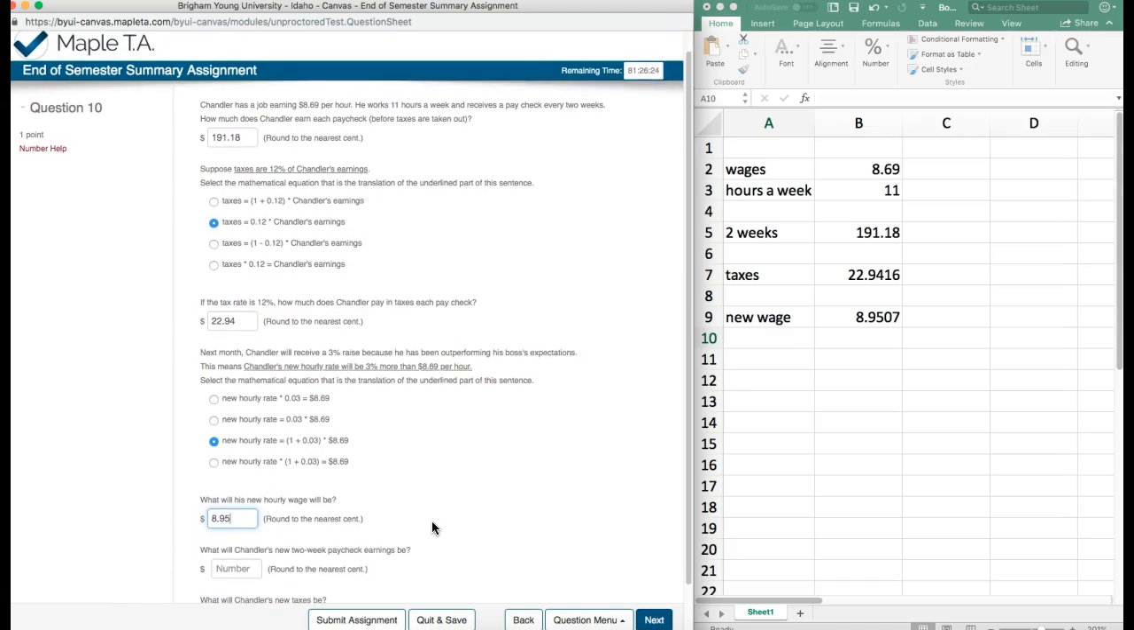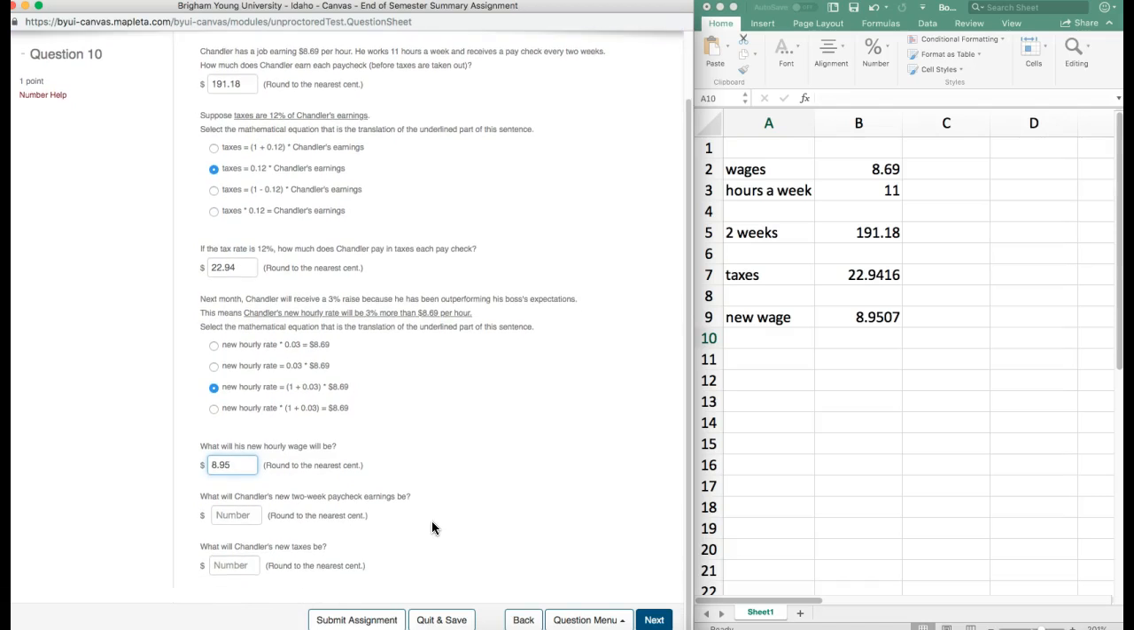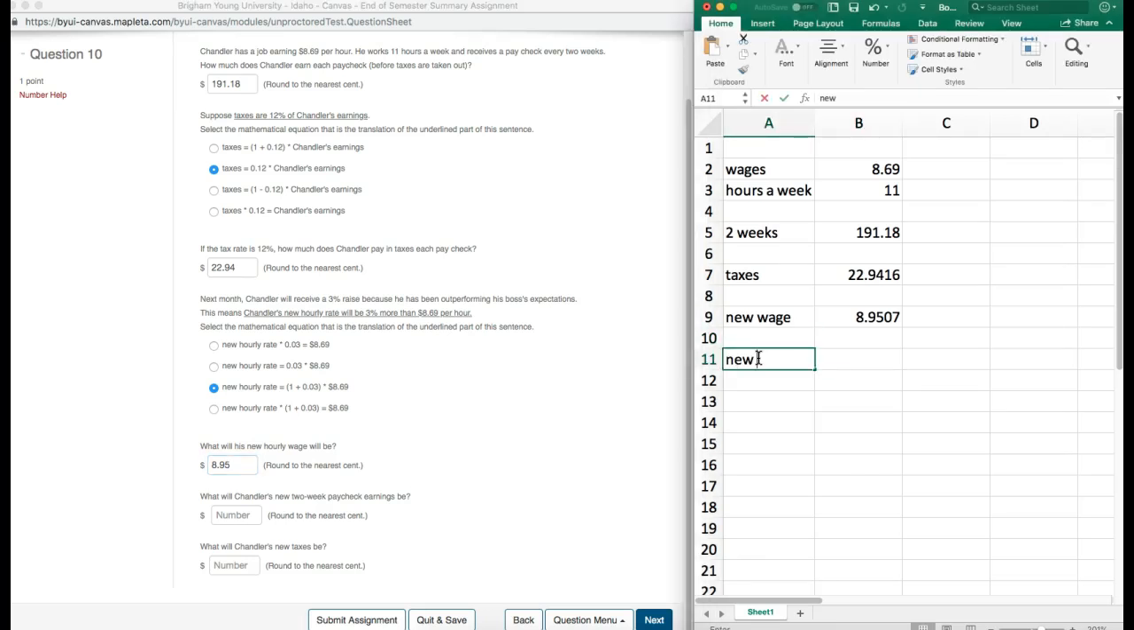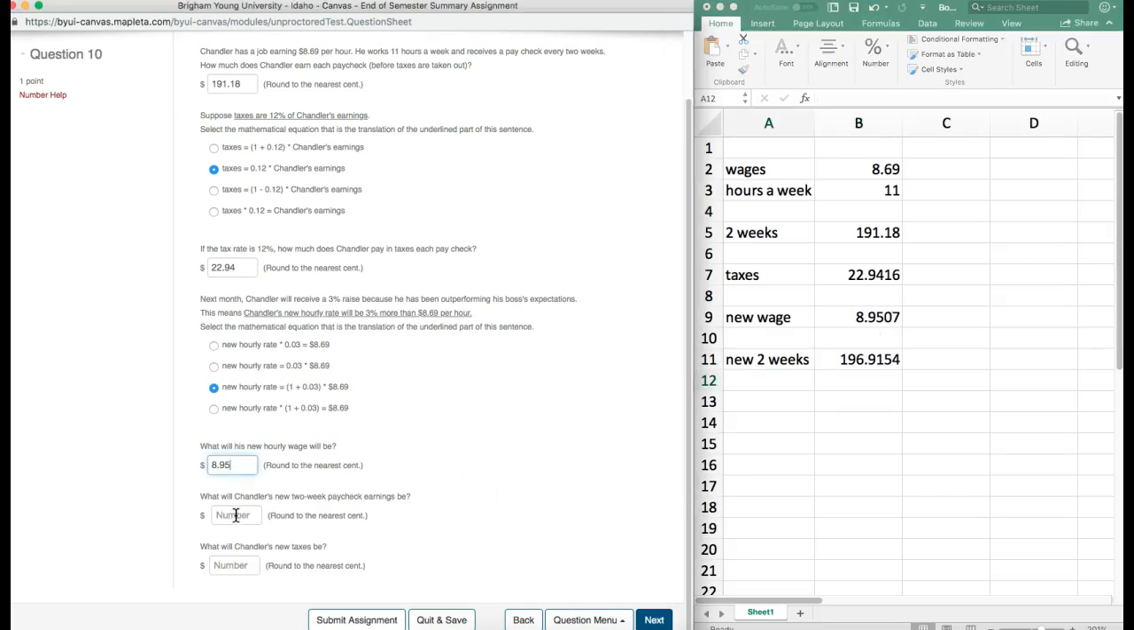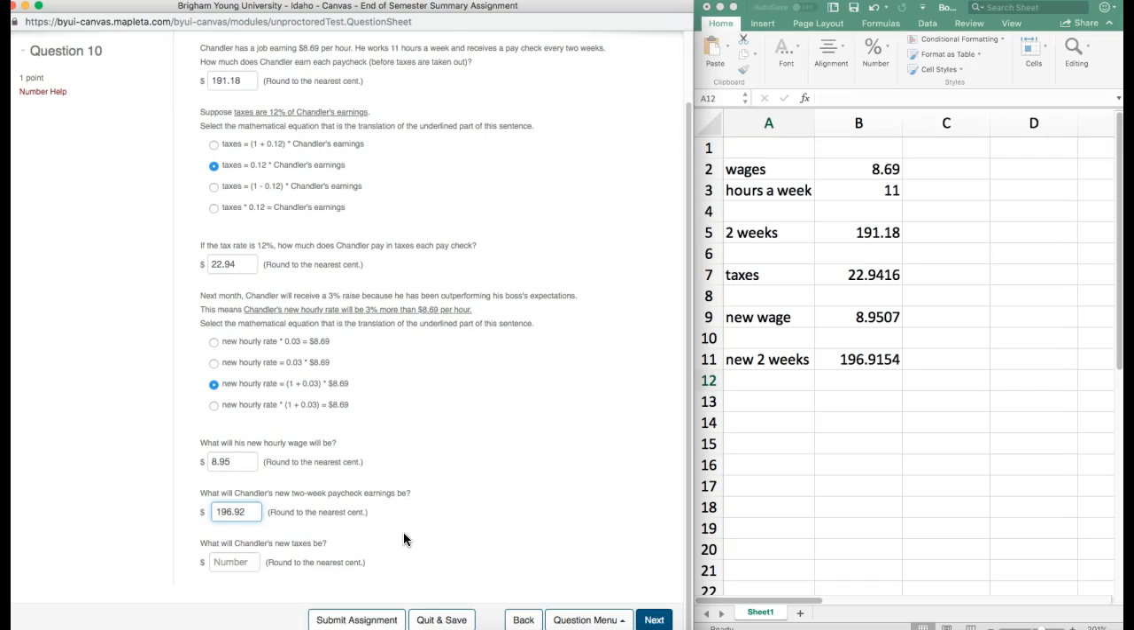And let's check the next one. What will Chandler's new 2-week paycheck earnings be? Again, he's still working 11 hours each week, but that's still 2 weeks. So we're going to come down here and write new pay for every 2 weeks. So it's his new pay times 11 hours a week times every 2 weeks, which tells me that his new pay will be $196.92.